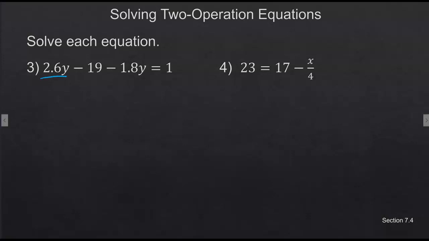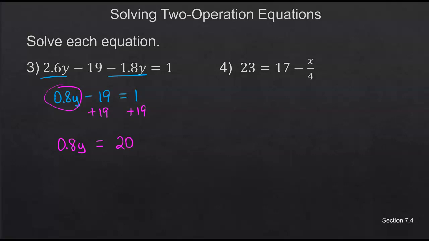We are going to combine these two terms. Don't forget that this one has a negative, the 1.8. So 2.6 minus 1.8 is 0.8y minus 19 equals 1. Then we are going to add 19 because, once again, we want to isolate our variable term and get it by itself. If I add 1 and 19, I get 20. And remember, I'm adding because it was minus 19, so we're going to use the opposite operation.